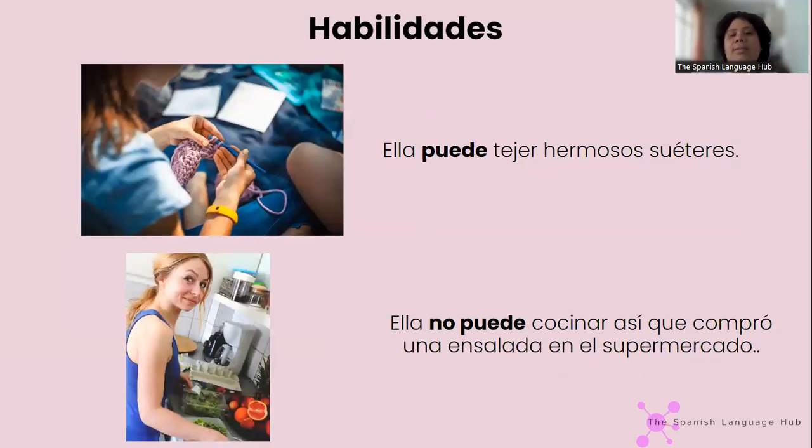Habilidades. Abilities. Ella puede tejer hermosos suéteres. She can knit beautiful sweaters. Ella no puede cocinar, así que compró una ensalada en el supermercado. She cannot cook, so she bought a salad in the supermarket. Talking about abilities. She's able to knit, she's not able to cook.